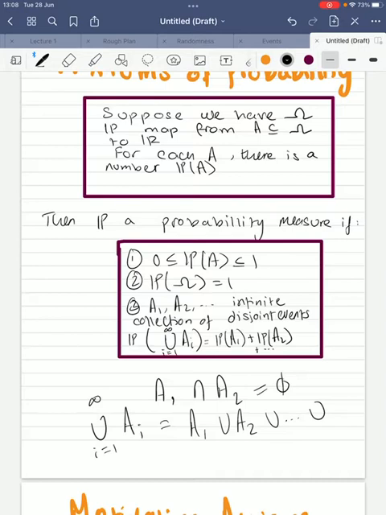So if you look at property number 2, the probability of the whole sample space. So say I roll a dice, I get a 1, 2, 3, 4, 5 or a 6. Every time I roll the dice, I will get something in my sample space. So the sample space is certain to occur, right? And the probability of that in turn is 1.